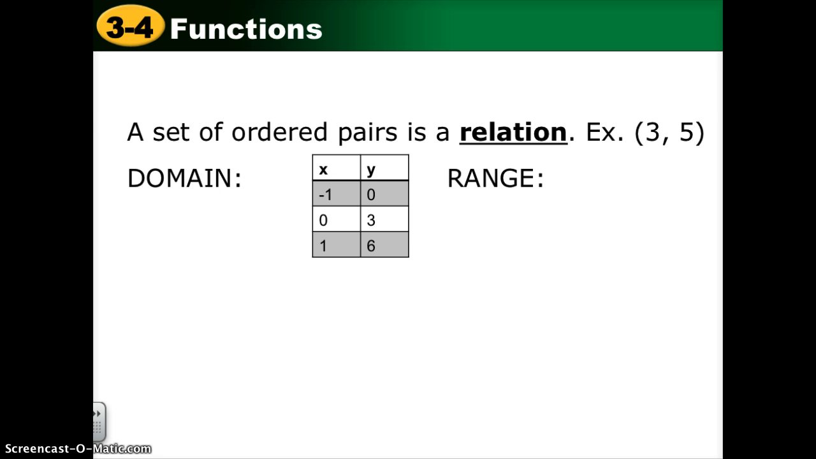First term is relation. A set of ordered pairs is called a relation. Think about the word relationship. When we have ordered pairs in parentheses, we have x and y values. So example 3, 5 is called a relation. It means that they have some sort of connection.